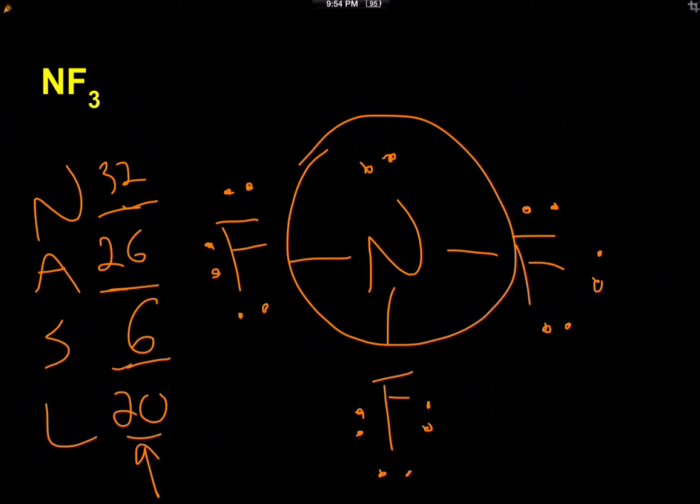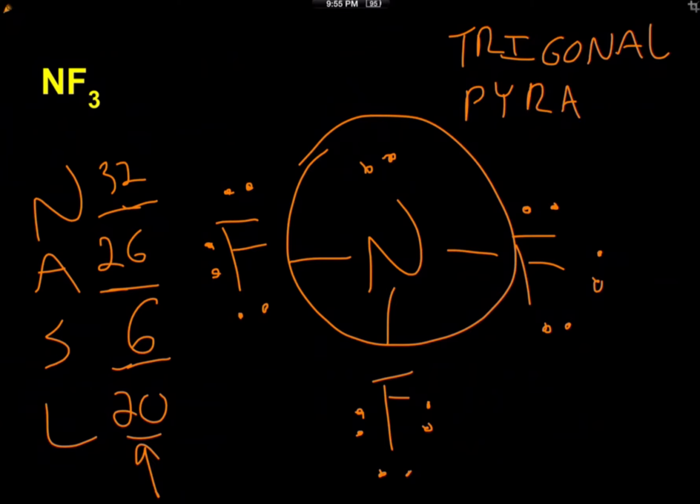So the shape here, we have 4 electron domains or regions. 3 of them are bonding pairs. 1 is an unbonded pair or lone pair, and that is called trigonal pyramidal. So it's a pyramid with no atom in the center. Okay, the tetrahedral is a pyramid, but the center of the pyramid is actually an atom.